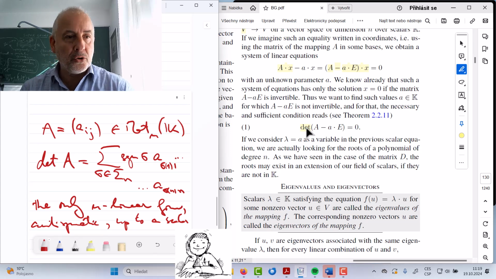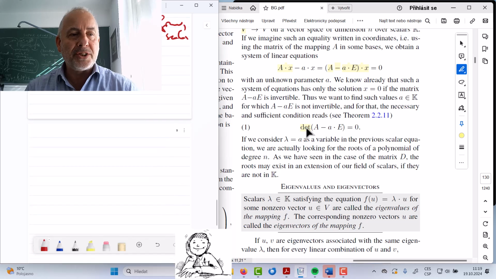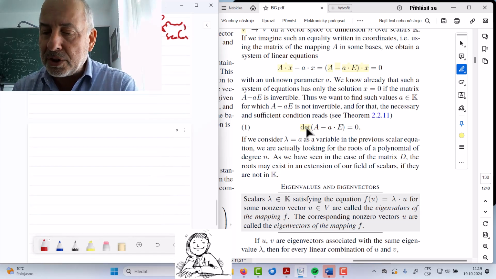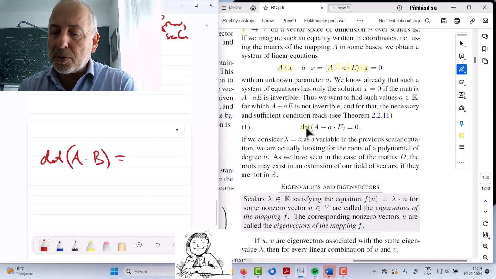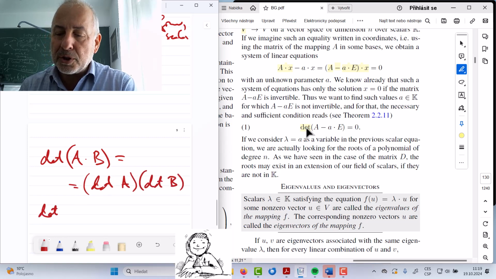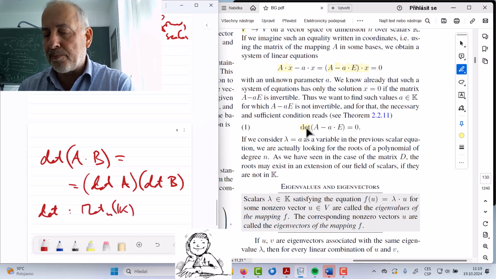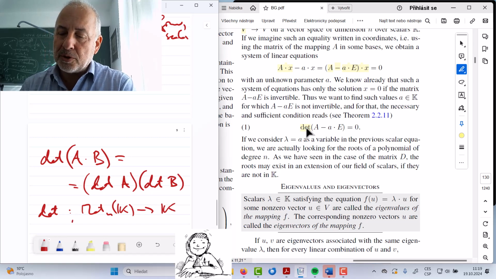So one more thing to remember, and again I will maybe come back once we need it somewhere essentially, but now I don't want to spend your time with that, and it's the fact that determinant of A times B is always equal to determinant A times determinant B. So determinant is actually a mapping from the matrices to scalars, and it's a group homomorphism.